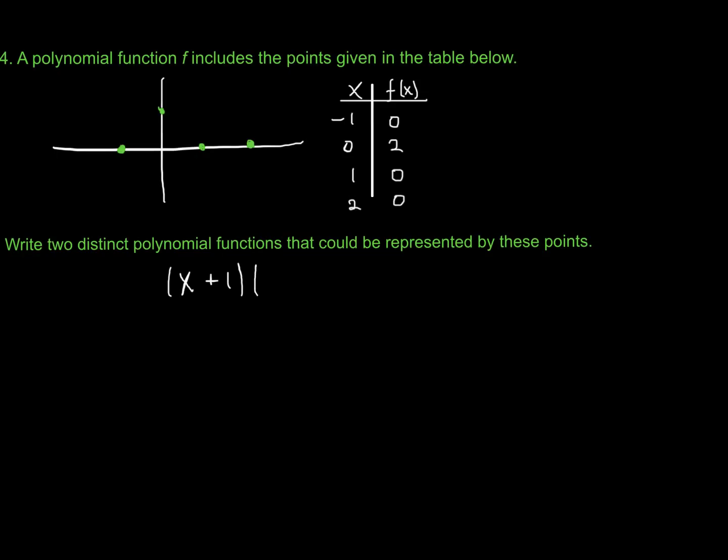Similarly, when x is equal to 1, we need the function to be equal to 0. What linear factor will be equal to 0 when x equals 1? That would be x minus 1. And similarly, when x is equal to 2, the linear factor x minus 2 will go to 0. And so those are three linear factors that are given that have to be a part of our function because we know the roots of this polynomial function are -1, 1, and 2.